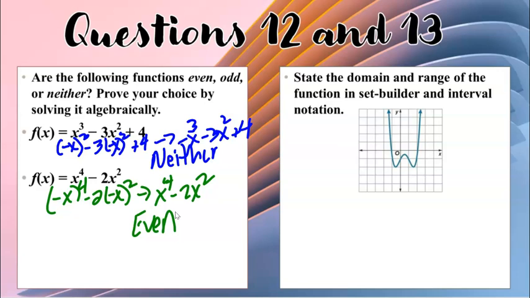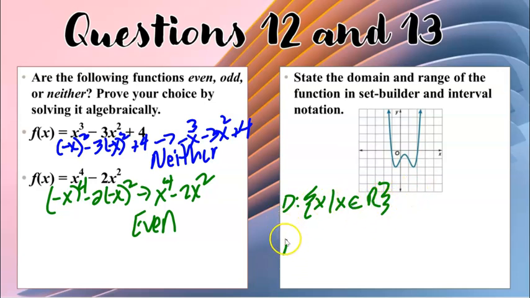Question 13. State the domain and range of the function in set builder and interval notation. So first in set builder notation, we would do the domain and we would start with braces and we would say x such that. And so I'm looking at my domain, all my x values. Since the arrows are going up and to the right and up and to the left, my domain would be all real. So I can do x is an element of real, or you could just say x is all real numbers.